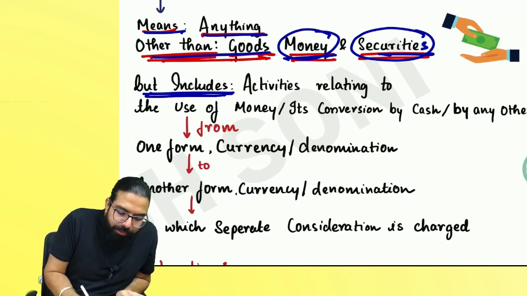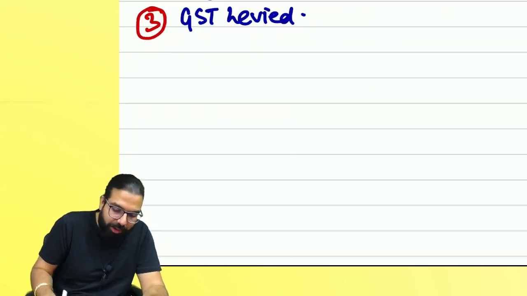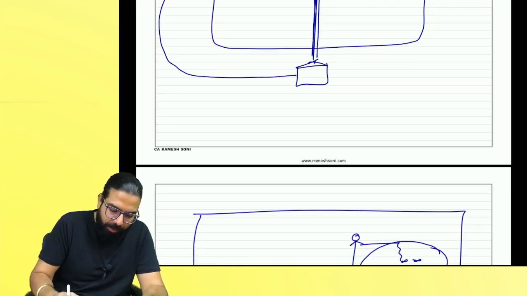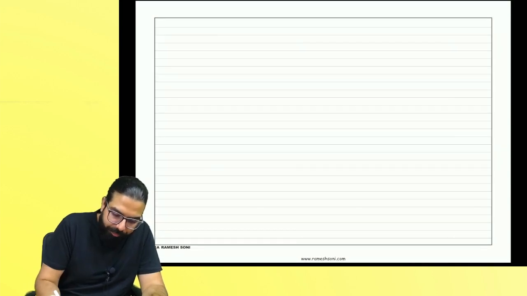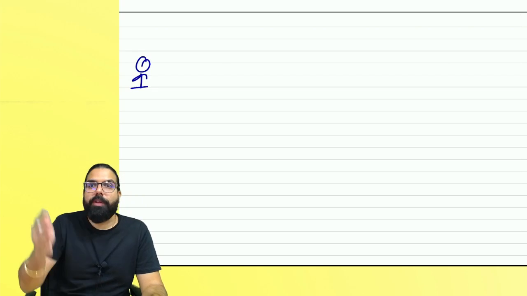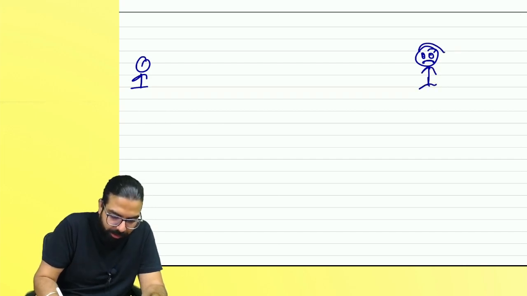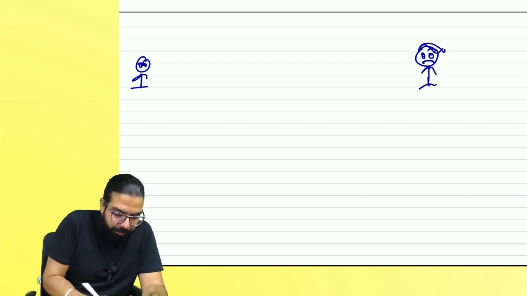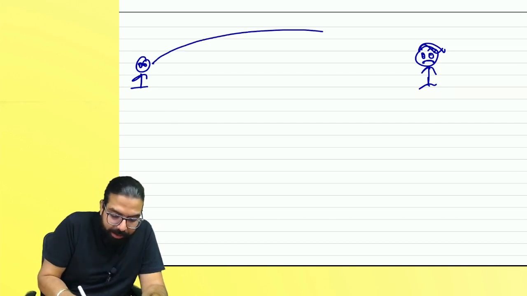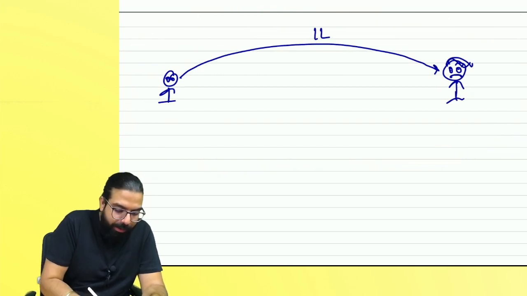But it includes activities relating to use of money. Activities relating to use of money means what? Supposing I went ahead and gave Vikram, sir, your name? Vikram. Vikram is full angry, sitting like this. Okay. This is me, this is Vikram. I gave Vikram, supposedly, 1 lakh rupees only for classroom purpose. Now, what is 1 lakh rupees?